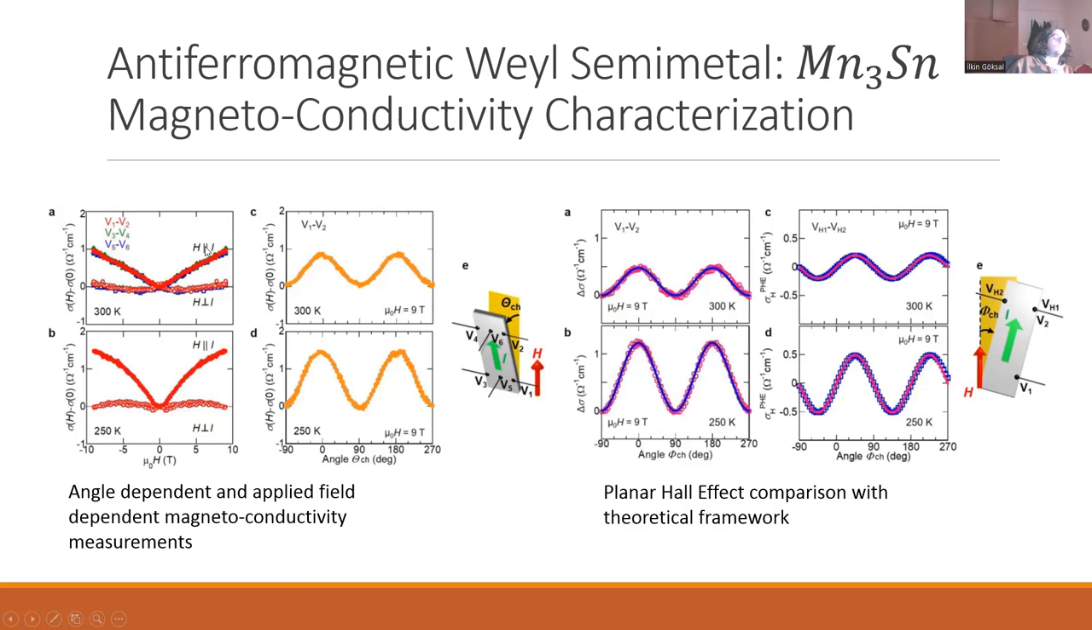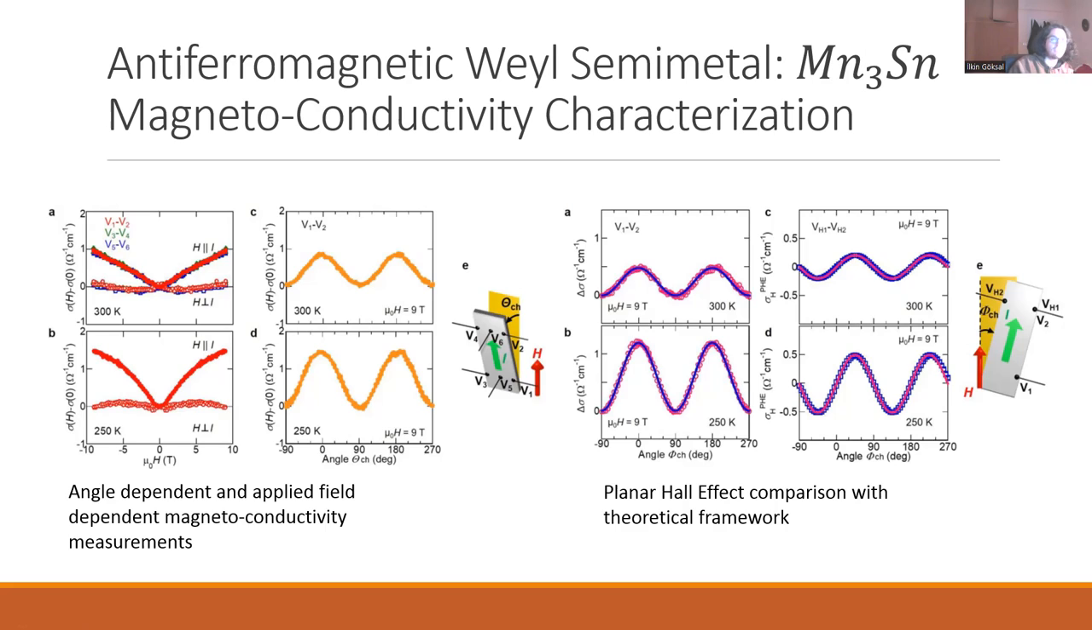They changed the direction of the planar current, because one of the datasets belongs to H parallel to I and H perpendicular to I, and in the other one the angle is changing while the direction is kept stable. We can talk about this data later on as well. I'm just showing you how it works. As you can see in the second picture, angle dependent measurements for the planar Hall effect fit perfectly to the theoretical framework. It works at 9 Tesla, both at 300 Kelvin and 250 Kelvin. So this characterization work shows that they are working on an explicit Weyl semimetal, which is an antiferromagnet.